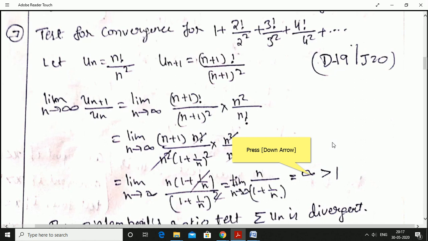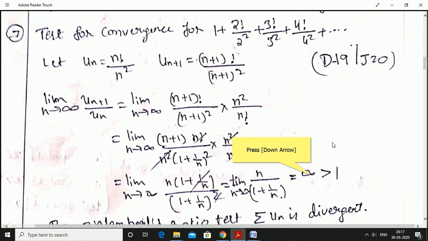Okay, here un is, look at this, first term can be written as 1 factorial divided by 1, hence it is n factorial divided by 1 square, 2 square, 3 square, 4 square, nothing but n square. Un plus 1 is equal to n plus 1 factorial divided by n plus 1 whole square. Limit as n tends to infinity un plus 1 divided by un.